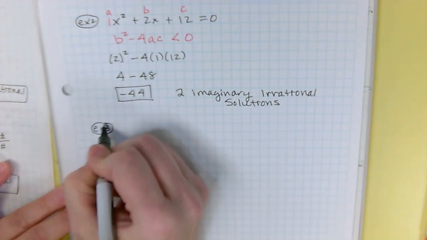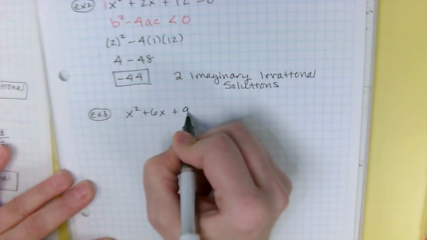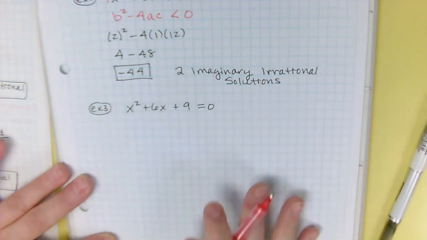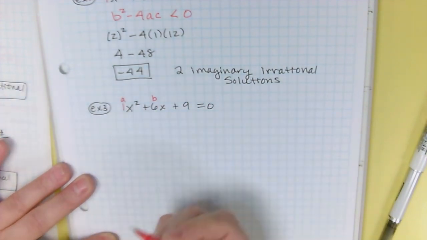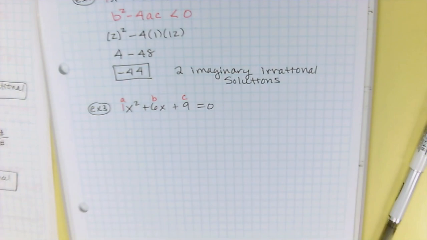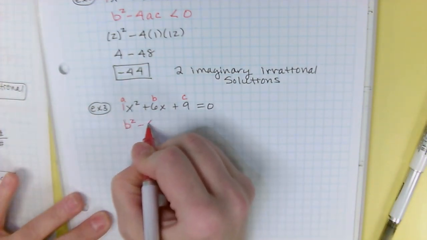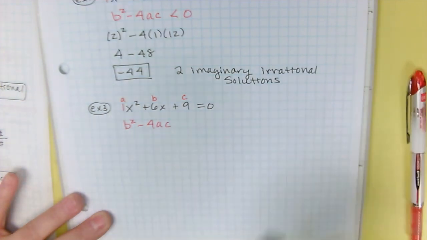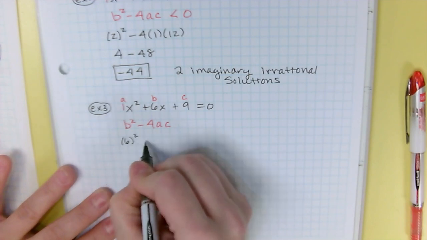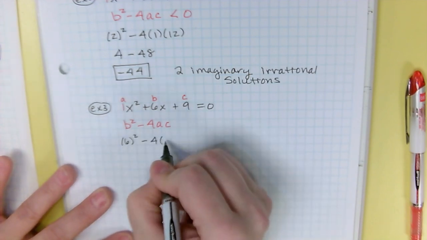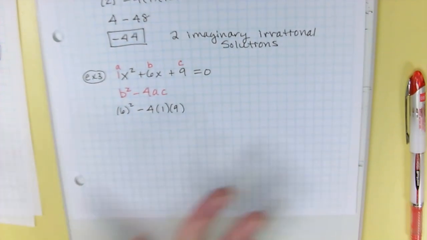All right, example 3, last one. X squared plus 6x plus 9 equals 0. A is the invisible 1. B is 6. C is 9. We're going to calculate the discriminant. So b squared minus 4ac. Okay, b is 6. So 6 squared minus 4 times a, which is 1, times 9, which is c.